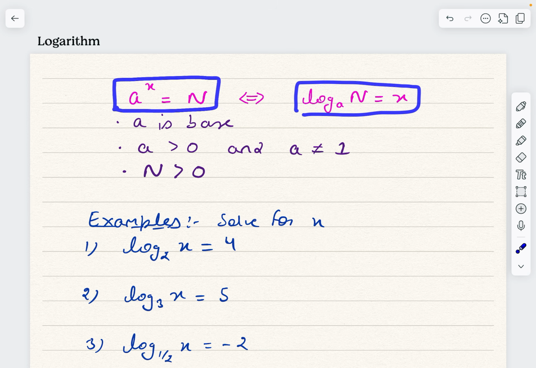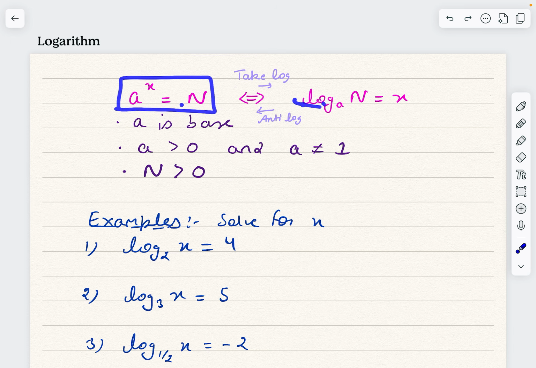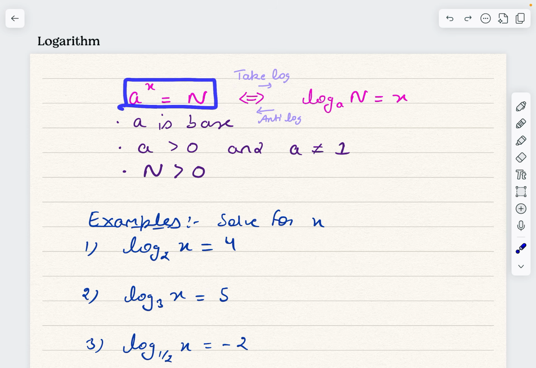So how do we see log here? If we have log base a of N is equal to x, it simply means a^x is equal to capital N. So they both are the same things. If this is given and you want to convert into this form, we say we take log. And if this log is given and you want to convert into exponential, we say we take anti-log. That is all. If you remember this, everything on log we can solve.